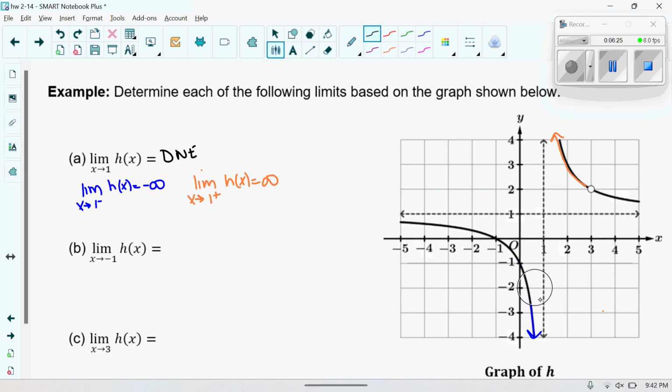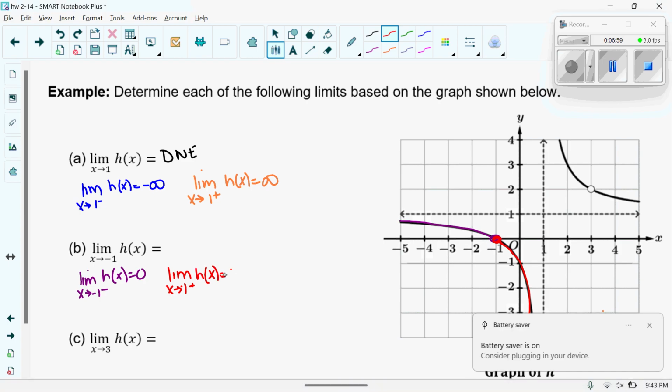I'm going to approach a different value now, so I'm just going to erase these. So I have the limit as x approaches negative 1. So the limit as x approaches negative 1 from the left is right here, is 0. And now I have the limit as x approaches negative 1 from the right is also 0. So since these two equal each other, that means that my overall limit is 0.